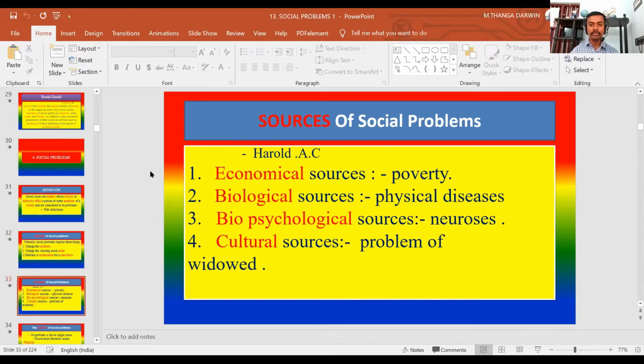Then sources of social problems. First source, economic. Example, poverty. Biological: diseases. Biopsychological: mental illness, neurosis. Cultural: mainly social issues concerning widowhood, dowry system, etc.